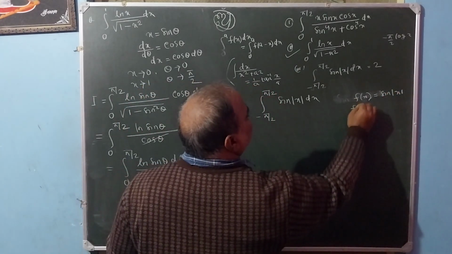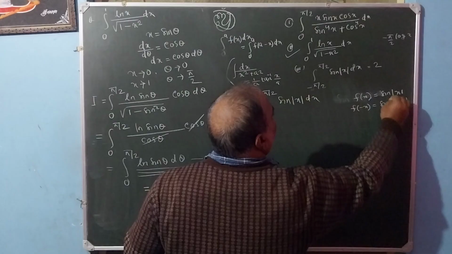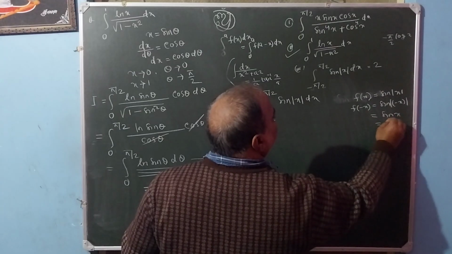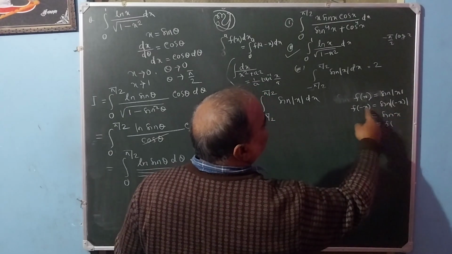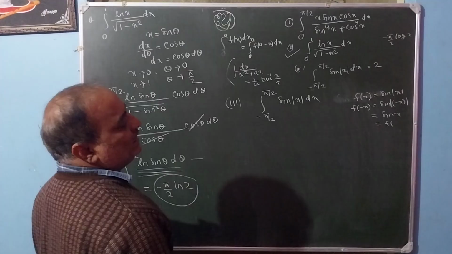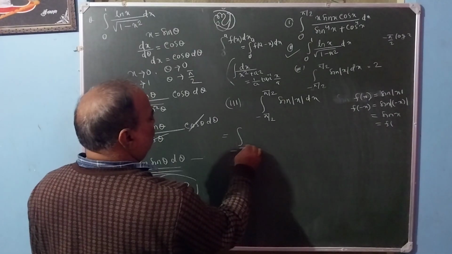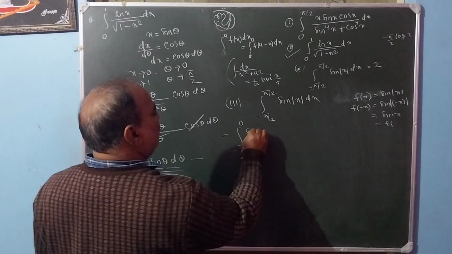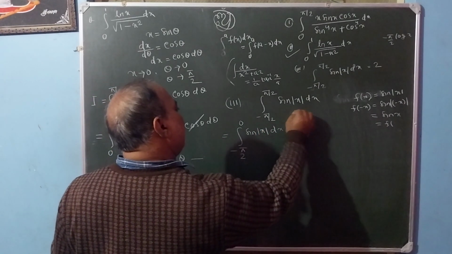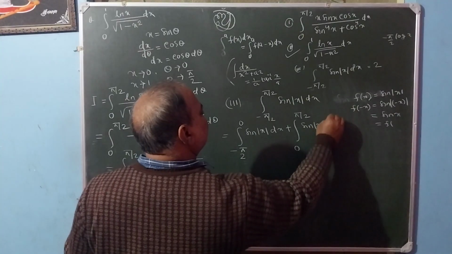So f of minus x, that is sin of mod of minus x, here it is sin mod x. So that is f of x. So this can be broken like this: minus pi by 2 to 0 sin of mod x dx plus 0 to pi by 2, sin mod x dx.